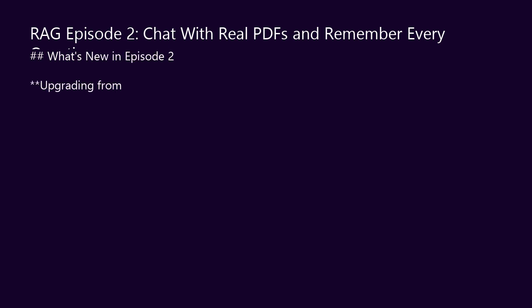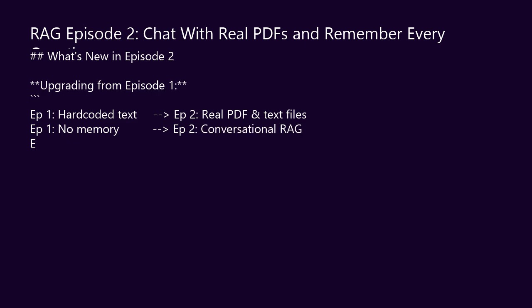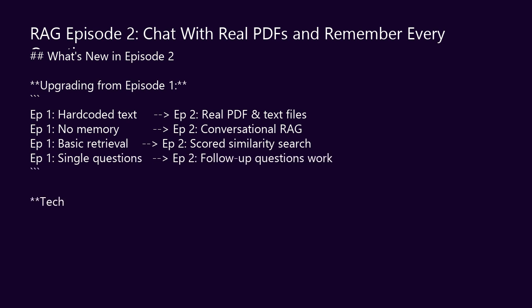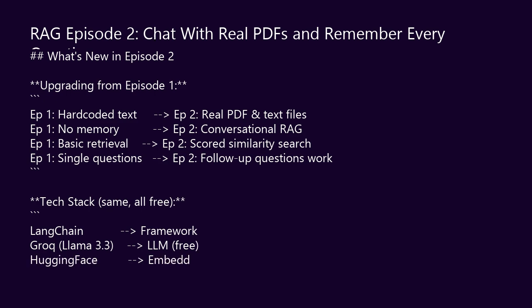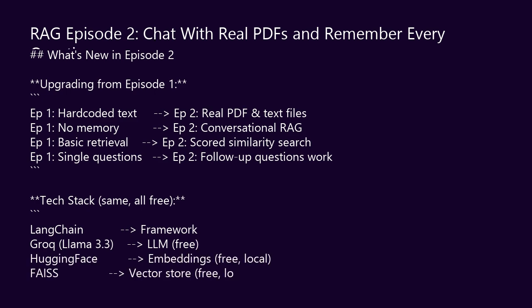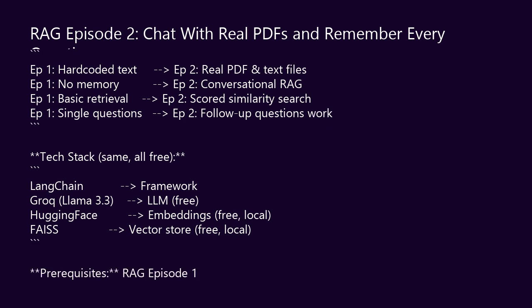In the last episode, you built a RAG system from scratch. You understood the 5-step pipeline: load, split, embed, store, retrieve. You asked questions about a company knowledge base and got accurate answers with sources. But it had two big limitations.